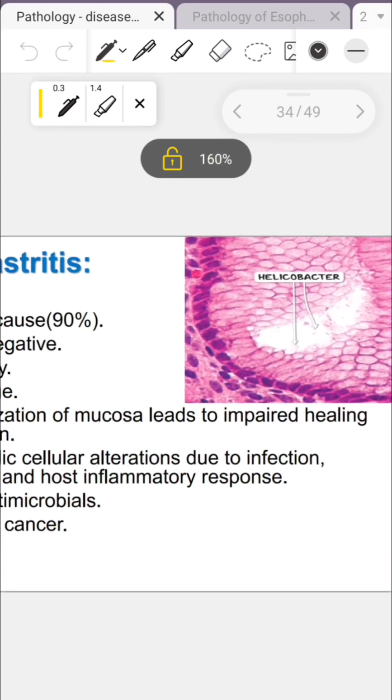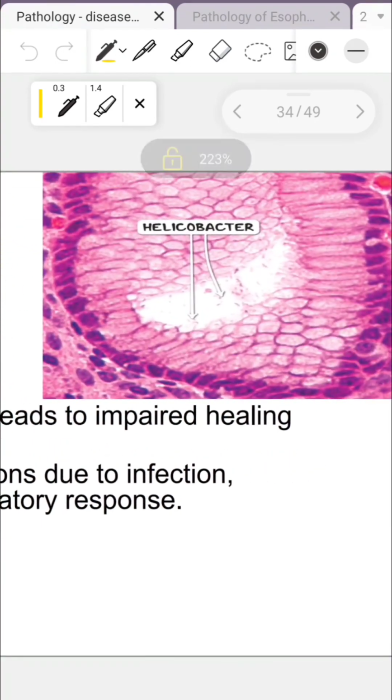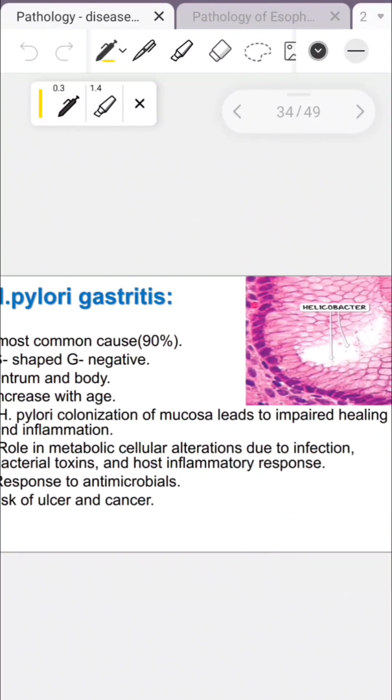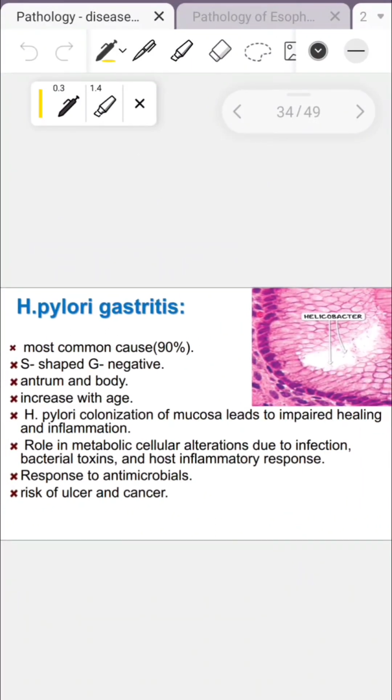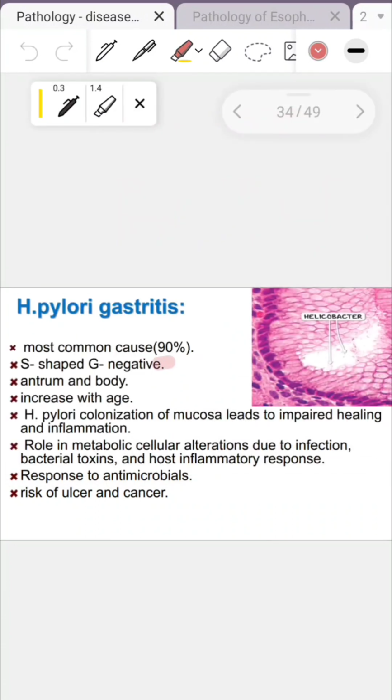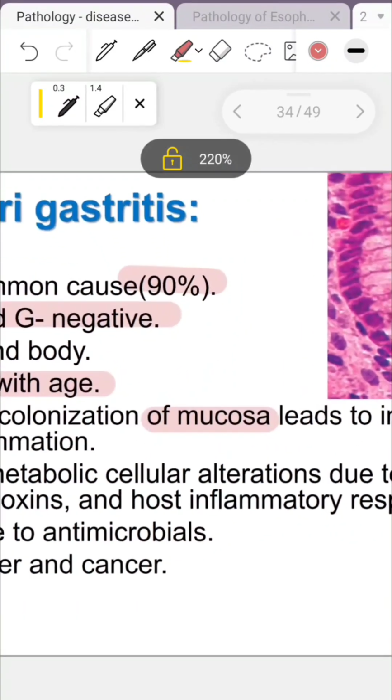H. pylori associated gastritis، شباب. These are the shape of the bacteria: S-shaped gram-negative bacteria mainly affecting the antrum. The antrum is mainly affected, the antrum and body, يعني associated also with increasing age. H. pylori will colonize the surface epithelium, colonize the mucus layer. تبقى بالmucus layer، ما تدخل بالسيل. It is an intra أو extracellular bacteria.